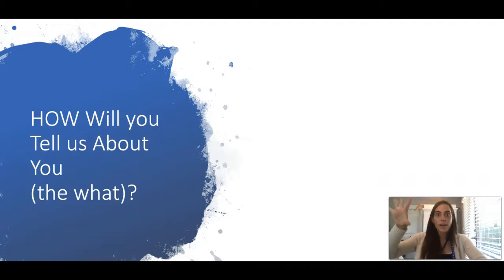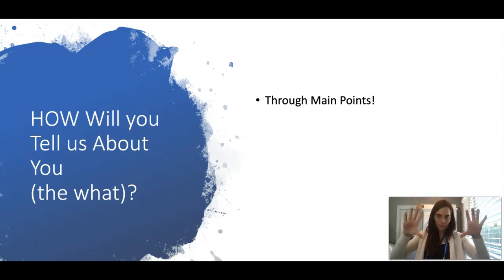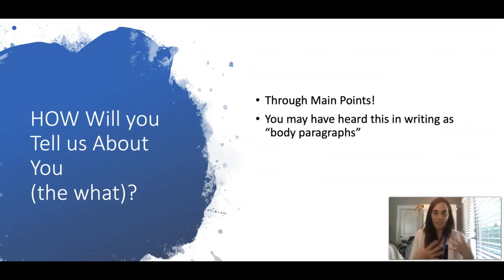So now if we have the what of this speech, we need to think about the how. So how are you going to talk to us about yourself? How will you utilize different aspects of your identity, of yourself, and communicate that to us? So what we want to see here, y'all, is through these things we call main points. So if we're thinking back about how our structure is much like that we've seen before of an introduction, a body, and a conclusion, the body portion of our speech is the main points. You may have heard about these as body paragraphs if you've taken an English class before.